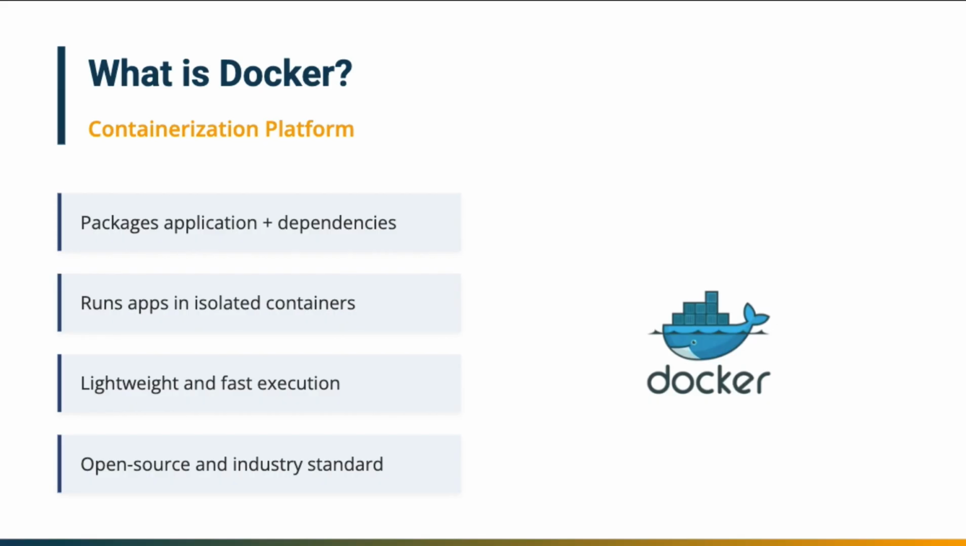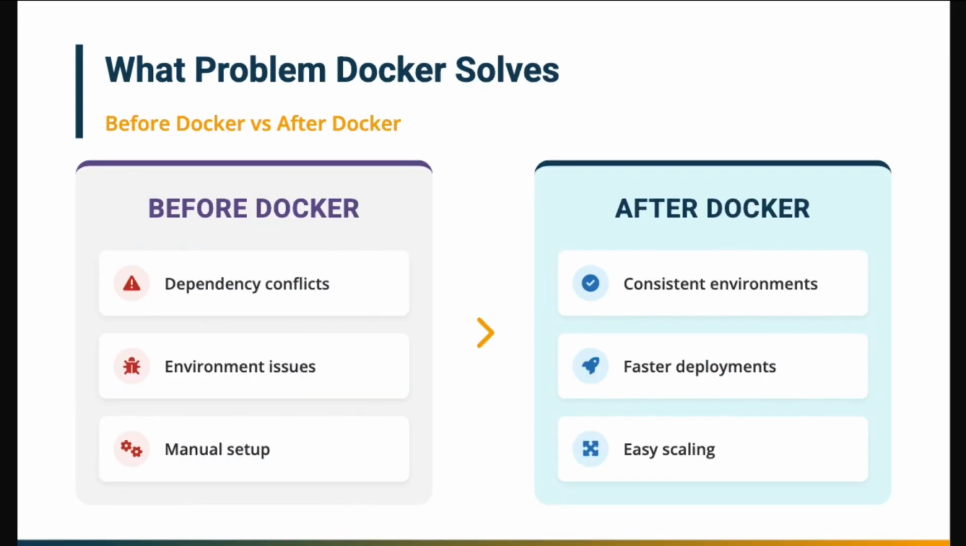But what specific pain point does this technology address? Before Docker, our deployment process was often marked by inconsistency. We spent too much time debugging dependency conflicts and manually setting up environments, which slowed everything down. Docker changed that completely. By using containers, we now have a consistent environment across development, testing, and production. This consistency leads to faster deployments and makes scaling our applications much easier. It removes the friction from the deployment process.